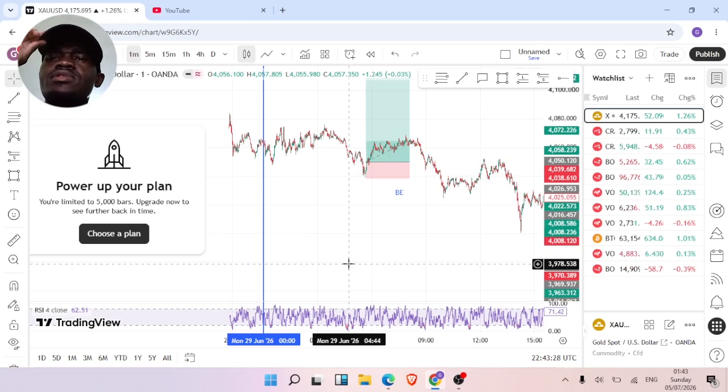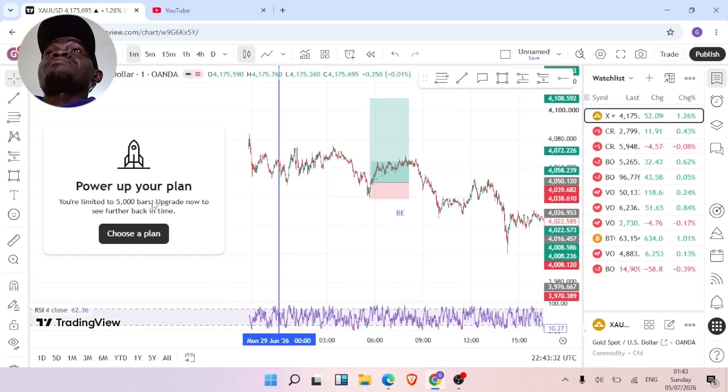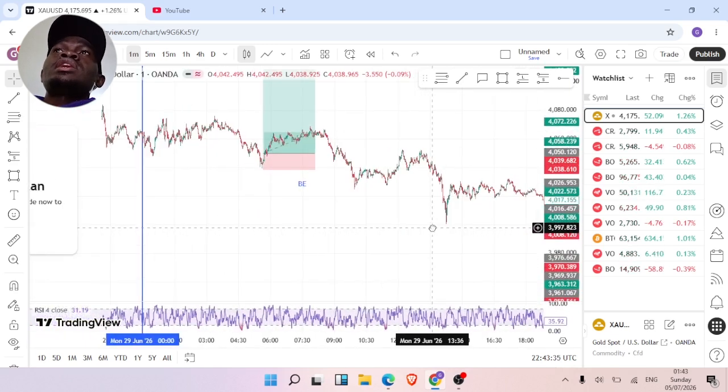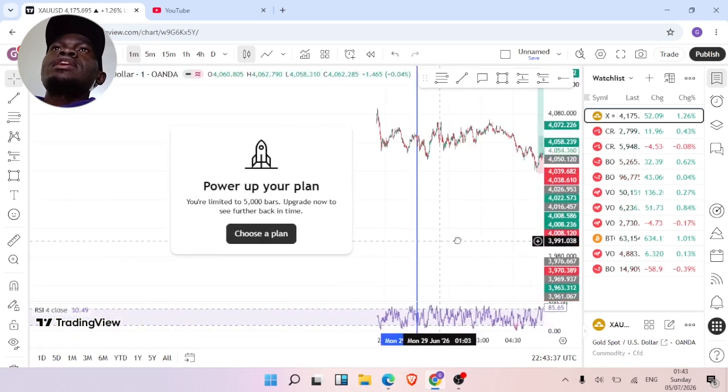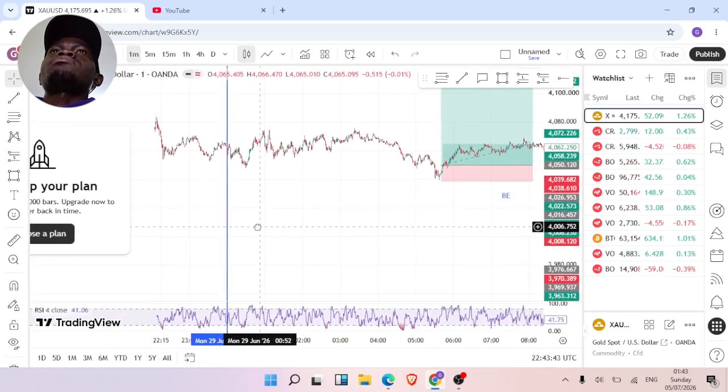Let me use this. Yeah, so as you can see, we had the week opening here Monday at midnight, right here, this blue line, that is where I've marked.